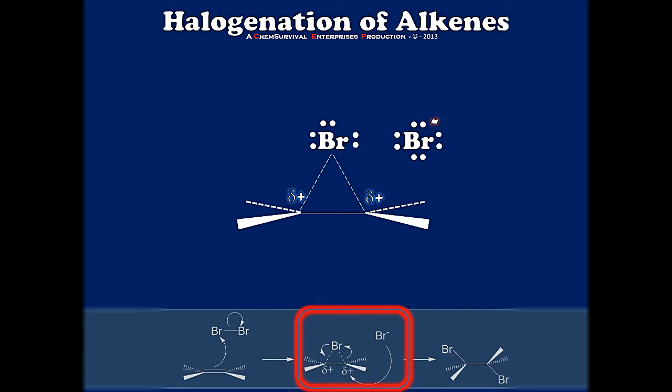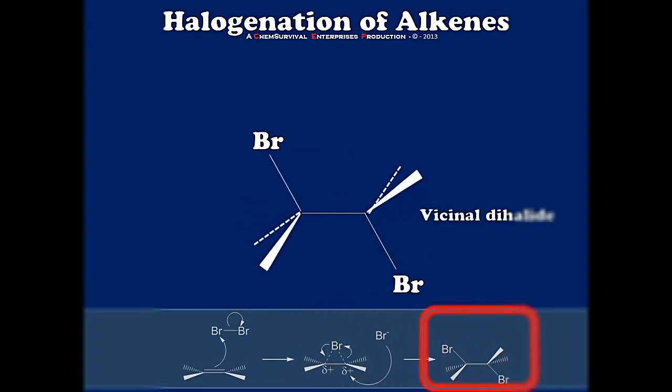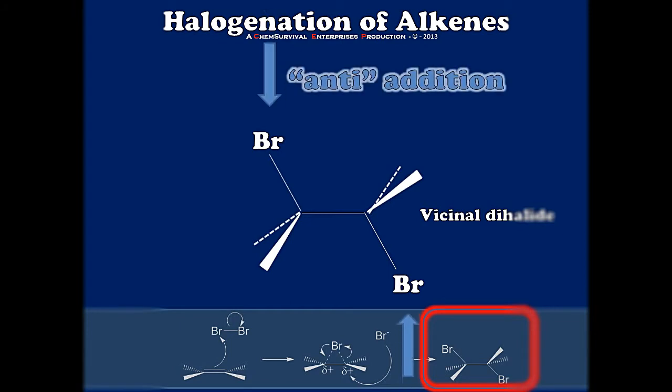Instead, in order for my nucleophile to attack, it's going to have to make its way around to the opposite side of the molecule and attack from that side. And when it does this, I'll get my new carbon-bromine bond, and I'll break that cycle of the bromonium ion to create something called a vicinal dihalide. So what's important about this mechanism is that my bromines have attacked from opposite sides of the molecule in what we would call an anti-addition.